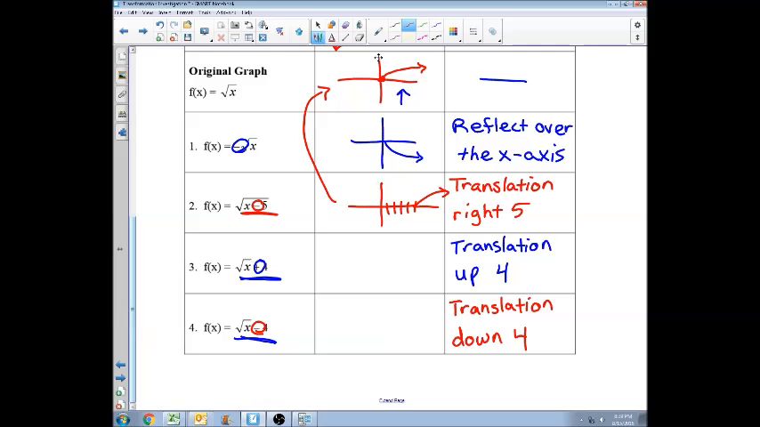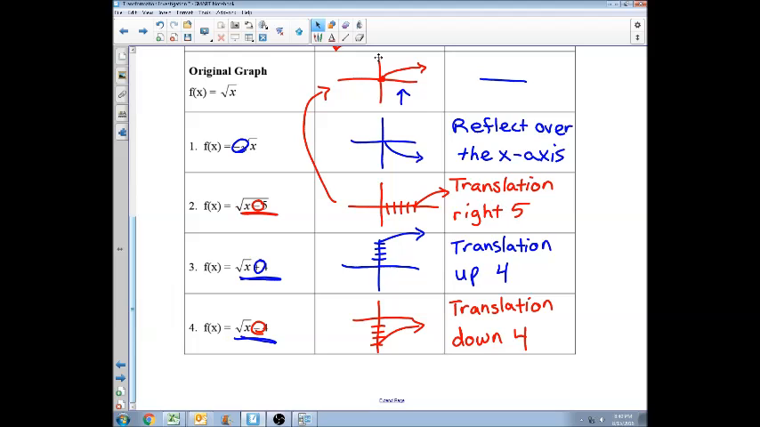Number 3, I have a translation up 4. So again, that's based off of the original or the parent function. I would go up 4, 2, 3, 4, and go from there. And finally, my last equation is a translation down 4. So this is 1, 2, 3, 4. It's going to start there and also go up and over. Now, if I had a negative out front of any of those, then they would flip over the x-axis or reflect over the x-axis, which is the first movement that you would come to reading it left to right. So that's the first thing you would do.